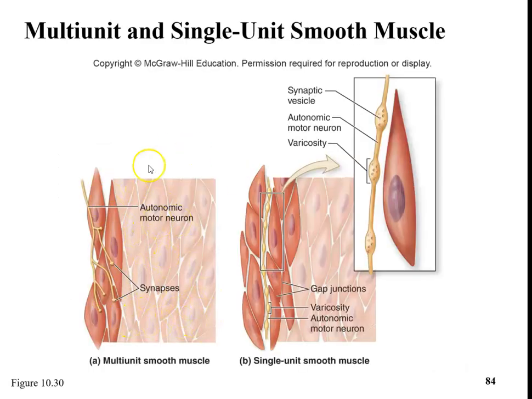Okay, we talked about the multi-unit smooth muscle. Here's the single-unit smooth muscle. These smooth muscle cells are connected via gap junctions. So one impulse that gets sent to this muscle cell can travel to this muscle cell, okay? So they can communicate and share the input from the neuron with each other. Here's a close-up of the neuron, and you can see the varicosity here containing synaptic vesicles. And what's inside of those synaptic vesicles is going to be neurotransmitters.